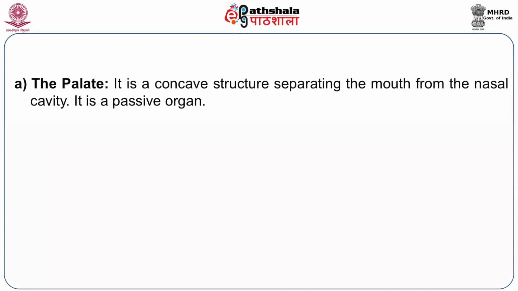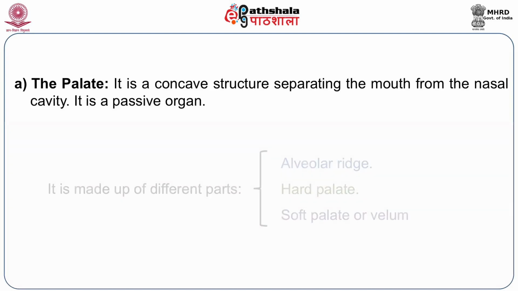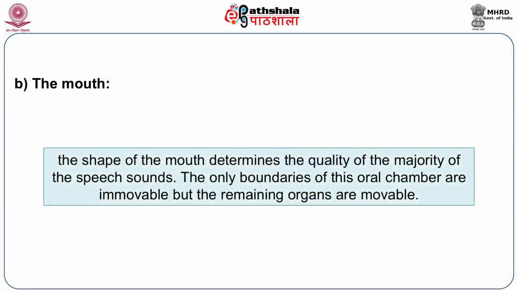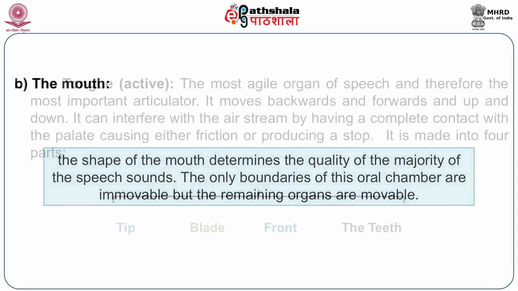Now, what is the palate? The palate is the concave structure separating the mouth from the nasal cavity. It is a passive organ and it is made up of different parts: the alveolar ridge, the hard palate, and the soft palate or the velum. Next, you have the mouth. You can change or modify the shape of the mouth in different ways to produce different kinds of speech sounds.